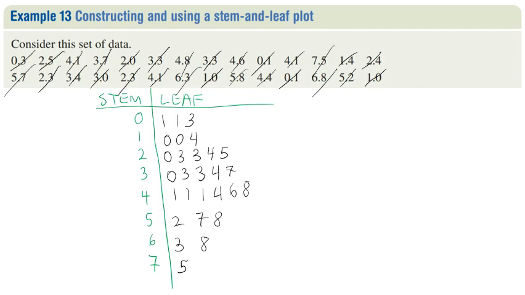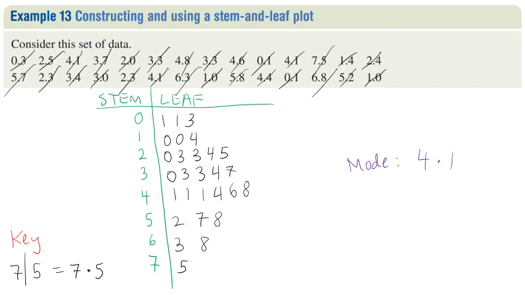Alrighty, finally done. So then I need to remember to write out my key. So this is why a key is important, because in this case, 7.5, that doesn't mean 75, it means 7.5. All right, so let's just look at the mode, shall we? So the mode is the most common number. So the number that's listed there the most times, I can see here it's 4.1.